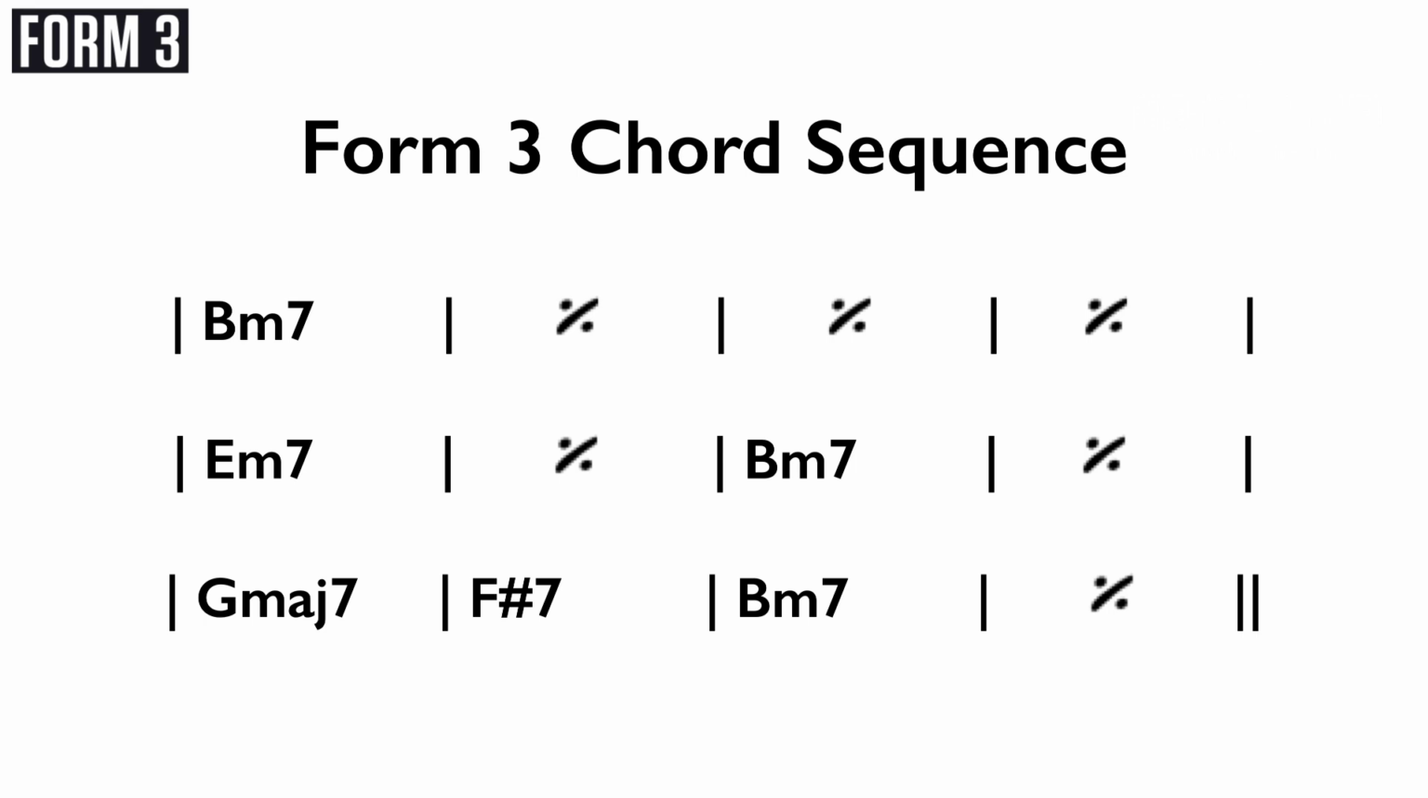So our chords are B minor 7 for 4 bars, E minor 7 for 2 bars, B minor 7 for 2 bars, G major 7 for a bar, F sharp 7 for a bar, and then 2 bars of B minor 7. So I'm going to play that for you now on the keyboard and see if you can recognise a really popular blues tune.